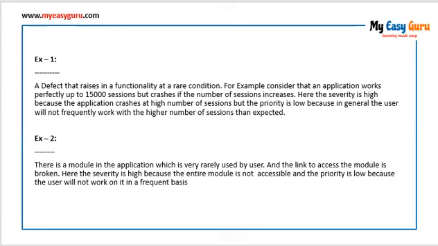So there are certain modules, or there might be a single module that user rarely uses. So it doesn't affect that much if the link to access the module is broken because the user does not work on it frequently or does not use that module frequently. So the priority to fix that might be low, but the severity of the bug is high because the entire module is not accessible.